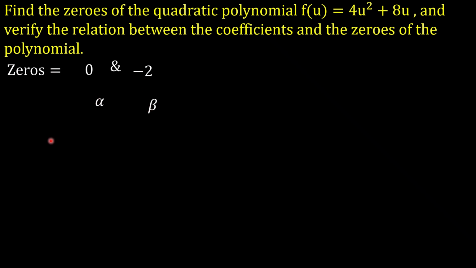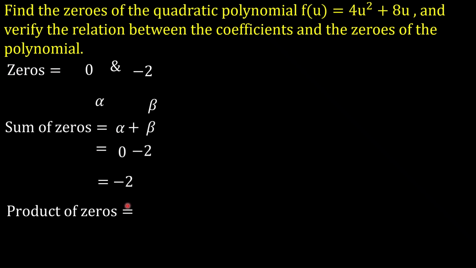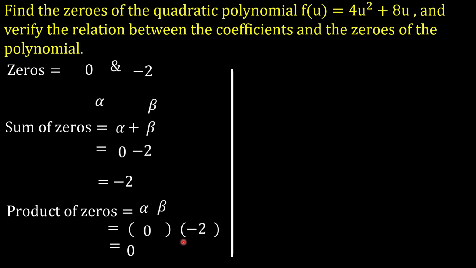First, we have to find the sum of zeros, that is alpha + beta. Substituting the alpha and beta values, we get 0 + (-2). So 0 - 2 is equal to -2. Next, to find the product of zeros, we have to multiply alpha and beta. That is alpha × beta. Substituting the values, we get 0 × (-2) = 0.